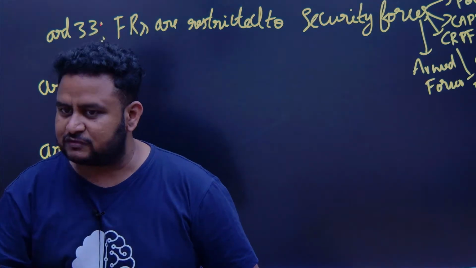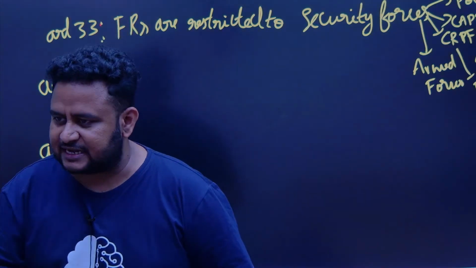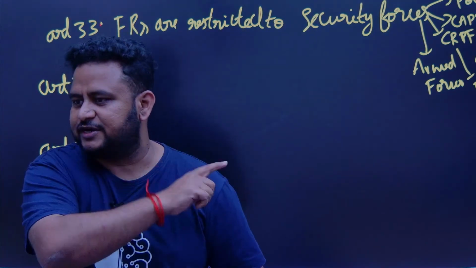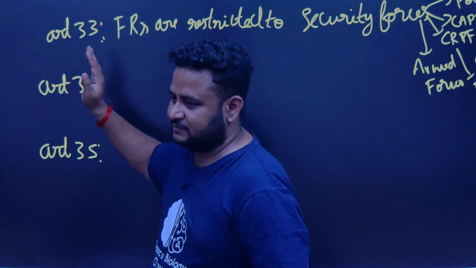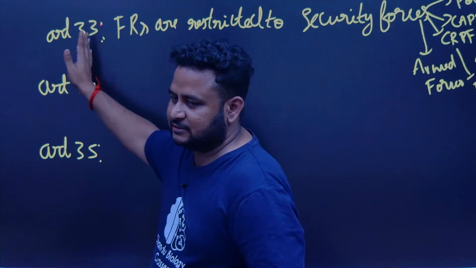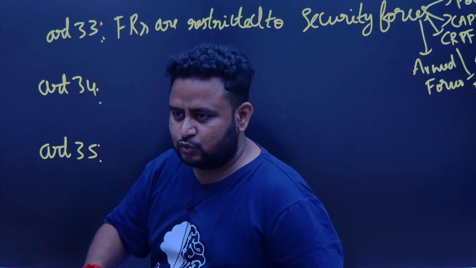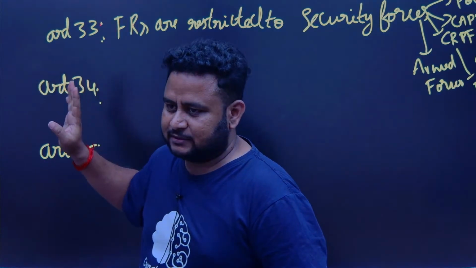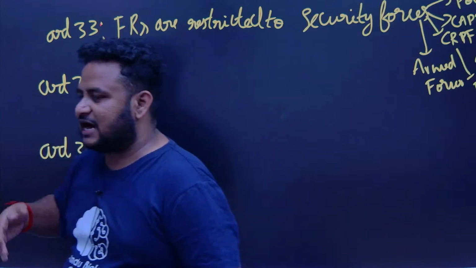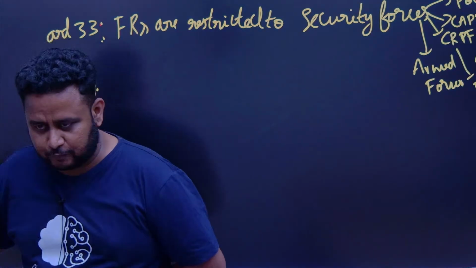That is the meaning of certain fundamental rights being confined, or restricted, to security personnel. That is under Article 33. That is also a fundamental right, and it is present in Article 33. Certain fundamental rights are restricted. Who will restrict this? The Parliament. They are restricted to certain army personnel or security personnel, even police.